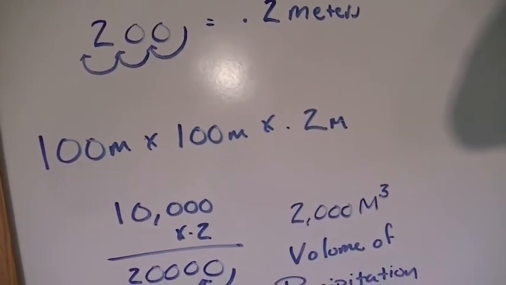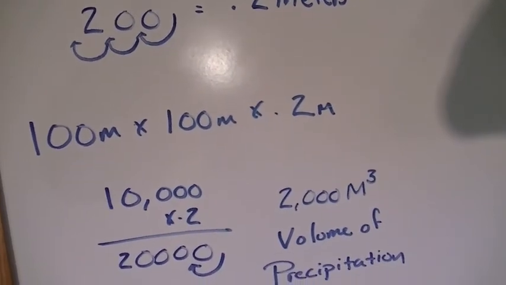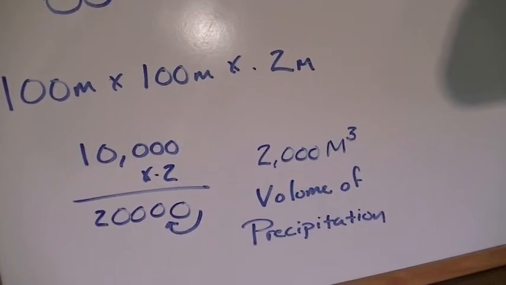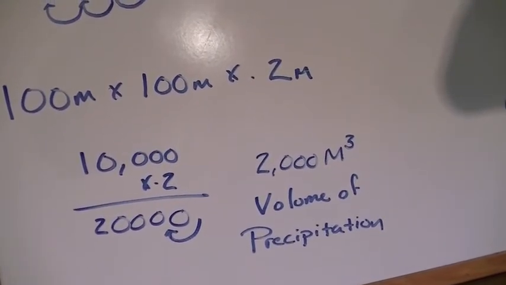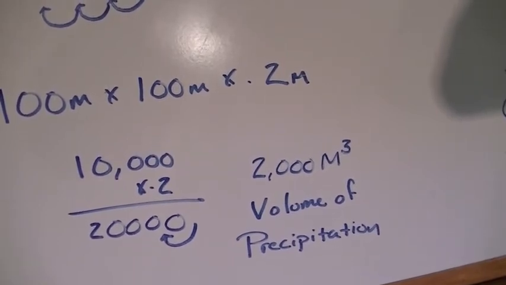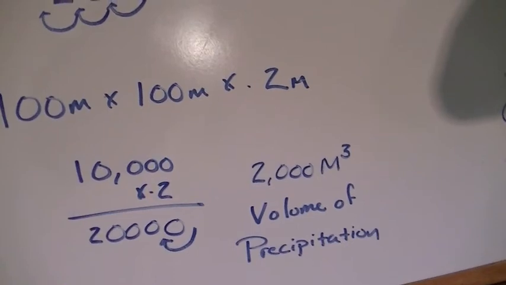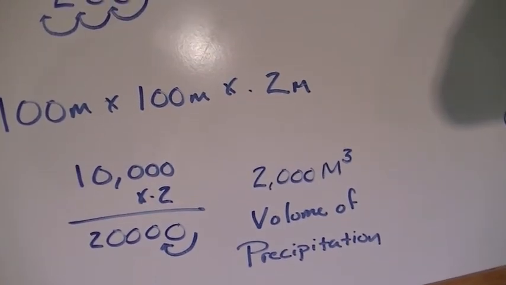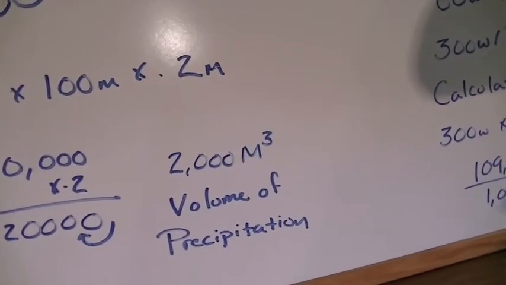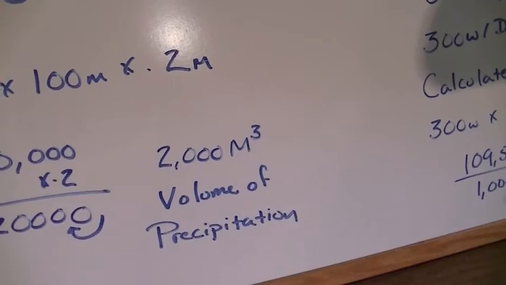All right, 100 meters times 100 meters times 0.2 meters. We don't have a calculator, so we got to scratch it out the old way. I'm going to take 10,000 meters times 0.2. If I do this the old way, I end up with 20,000. But because I have a decimal, I have to move it 1 spot to the left, and I end up with 2,000 cubic meters, the volume of precipitation.